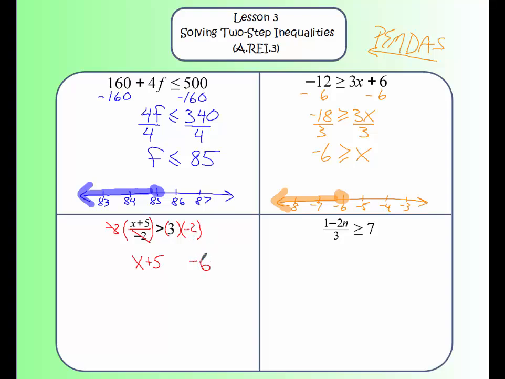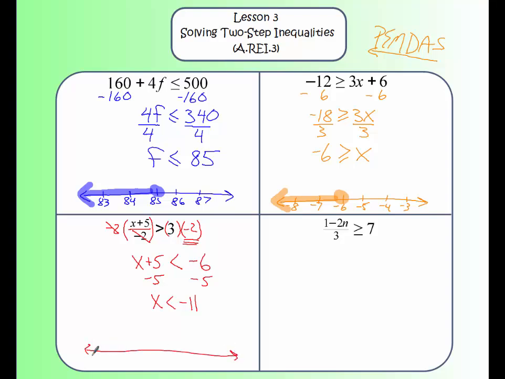Now I need to remember, I multiplied by a negative number, which means I need to now change the direction of my inequality symbol. Anytime we multiply or divide by a negative number, we have to change the direction of our inequality symbol. Next thing I need to do here is get this x to be by itself, so let's subtract 5 from both sides. That tells me x is less than negative 6 and negative 5 is negative 11.